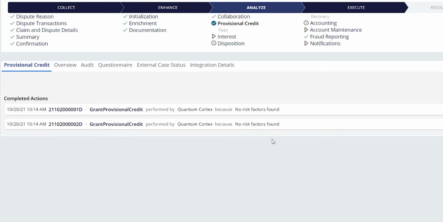The next step in the analyze stage is the provisional credit step. In this step, we're making a decision whether or not to issue a credit to the cardholder while we complete our investigation. This decision can be automatically driven through the intake and initial interaction decisions, or it can be presented to an agent to review prior to making this decision.